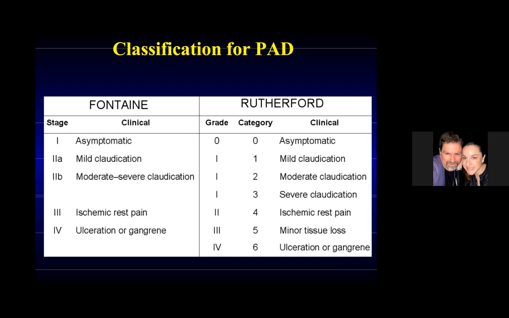Rutherford is a little bit more complex, and it's very similar. So it comes not in stages, but in grades. Grade 0 is asymptomatic, right? Or grade 0, category 0. Grade 1 or category 1 is mild claudication. Grade 1, category 2 is moderate claudication. Grade 1, category 3 is severe claudication. And then you come to grade 2, category 4, which you have ischemic rest pain. Grade 3, category 5, minor tissue loss. In grade 4, category 6 is when you have ulcerations and gangrene.